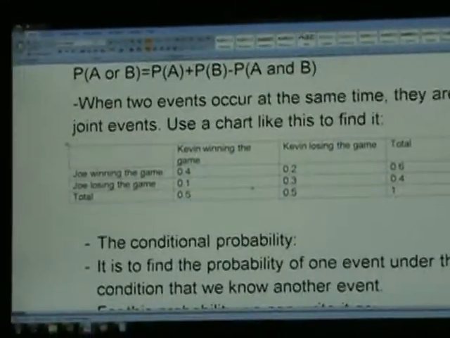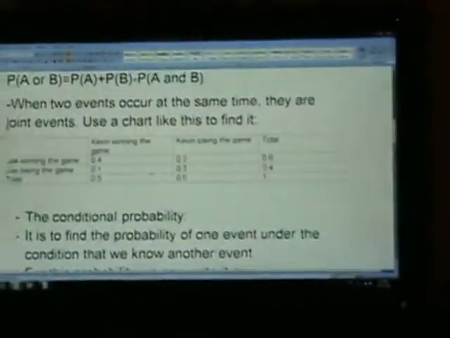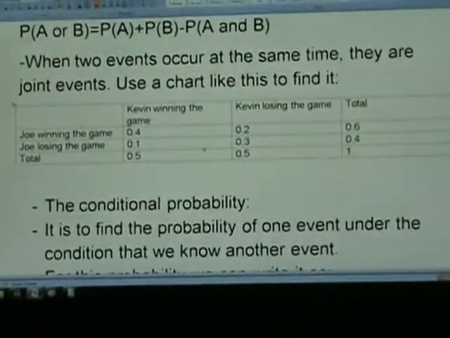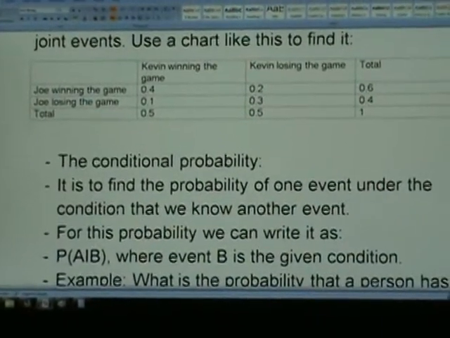Another important thing to remember about these charts is that whether you add the horizontal probabilities together or the vertical probabilities together, they will always be equal to 1. Now, Matthew will talk about conditional probability.